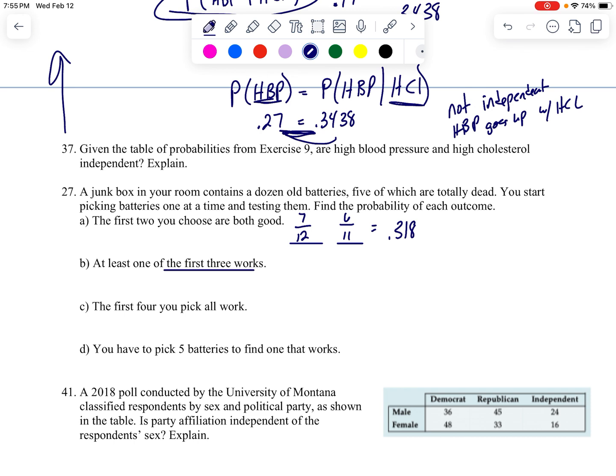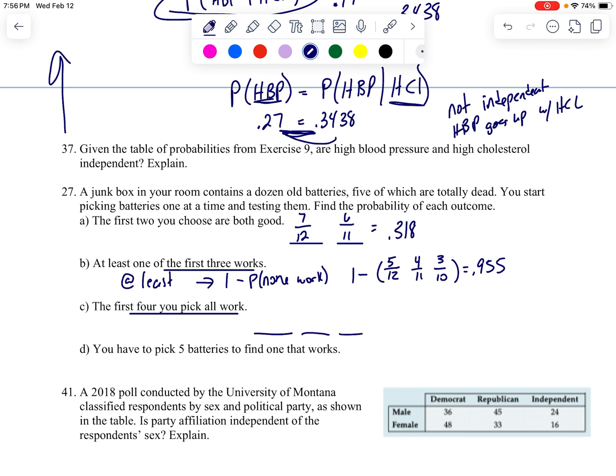At least one of the first 3 works. So again, we're going to go with at least 1. We always morph into 1 minus the probability that none work. So when we do this, we're going to do 1 minus the probability that none work. Now the problem is there's 3 chances there, because the first battery to not work is 5 out of 12. The second battery to not work is 4 out of 11. And the third battery to not work is going to be 3 out of 10. So I have to be able to get that into my calculator, and it's 0.955.